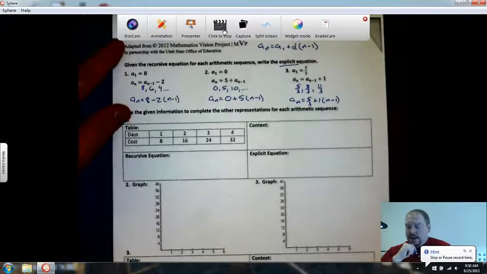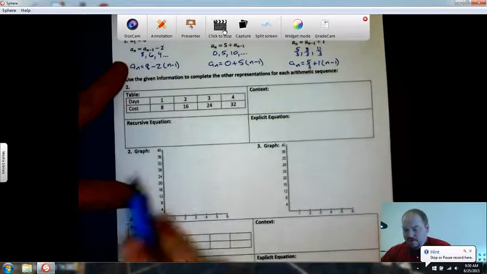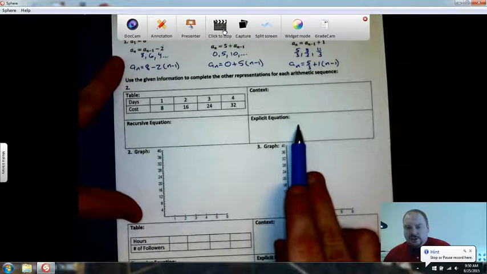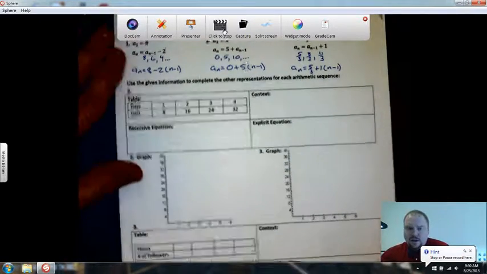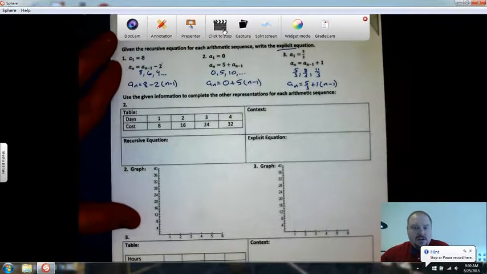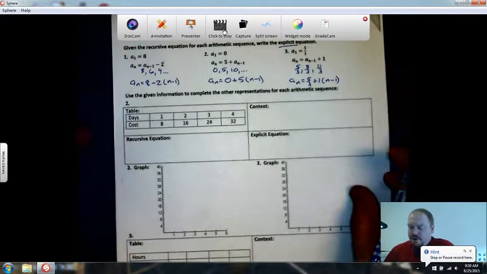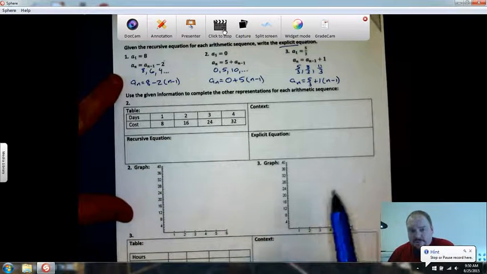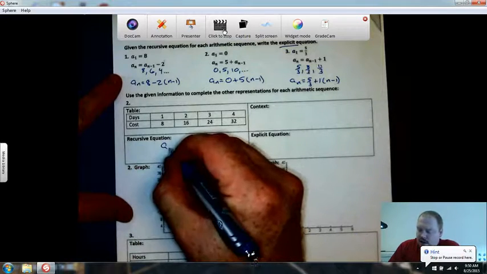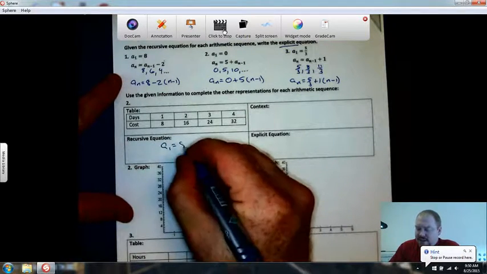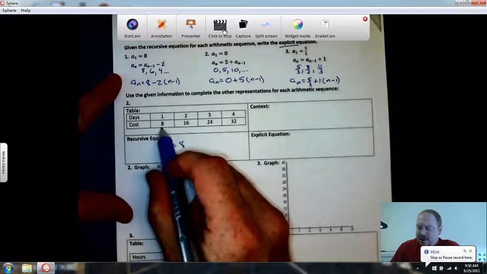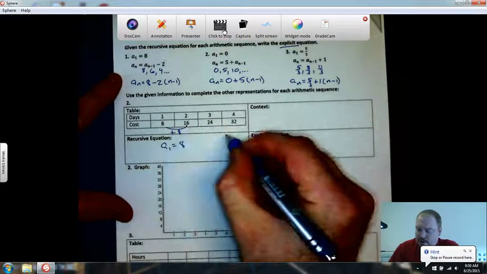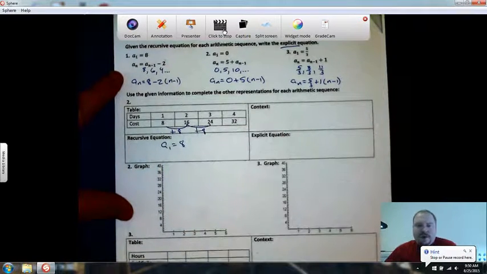Now, in the next several problems, what we have is a list, a recursive equation, they want the explicit equation, and they want us to make up a context for it. That context could really be anything you want. So, to find the recursive equation, this is just saying first position, second position, third position, etc. So, I start with, first number on the list is 8. This is changing by going up 8 each time. I'm sure you remember that from Math 1A.